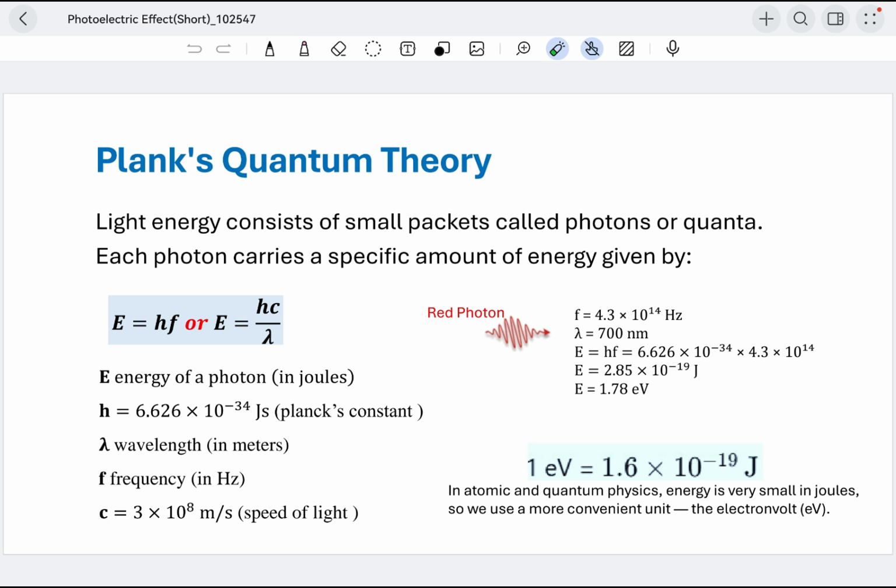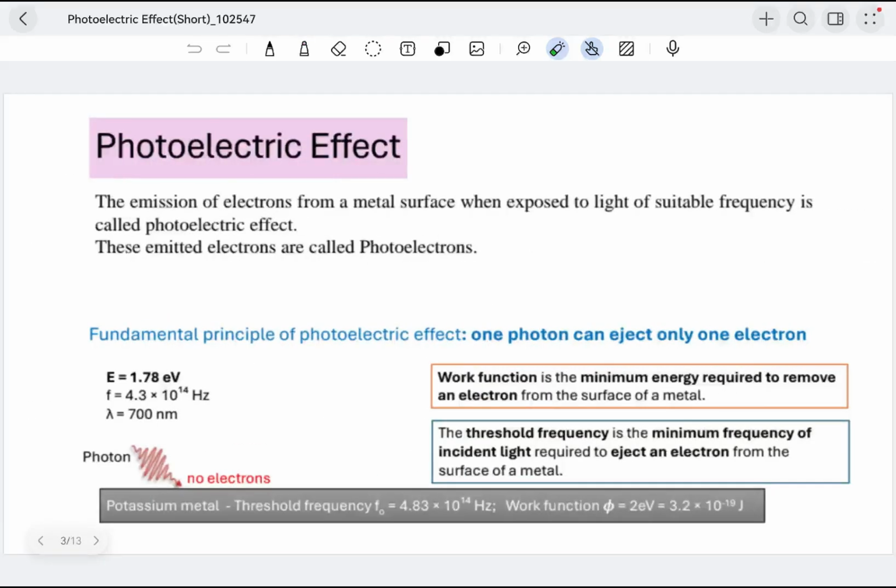Now let's discuss our favorite, that is the photoelectric effect. It is the emission of electrons from a metal surface when exposed to light of suitable frequency. And these emitted electrons are called photoelectrons. So very clear, the name itself: photo means light, electric means electrons, that's it. So we are getting the electrons from the light, that is the photoelectric effect.